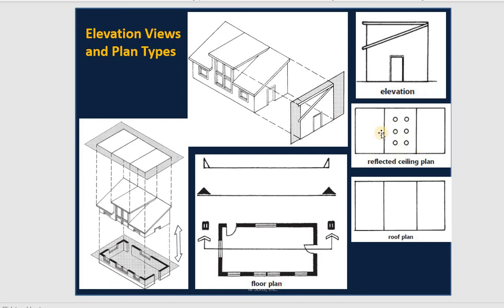This is an example where you can see the elevation and the plane on top. This is the reflected ceiling plane. You can see the lights shown here, and the others belong to electrical. They can show here also. This is the elevation. You see the height of the building, the door, the roof, the wall, and this is the roof plane. That means the plane you look at from the bird's eye view, and you can see down onto the building.